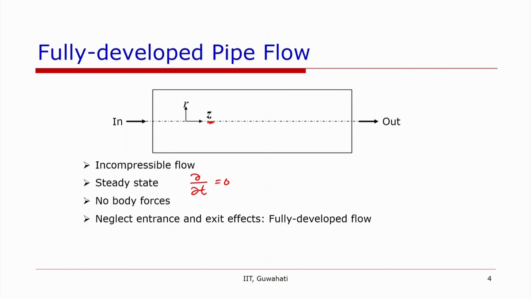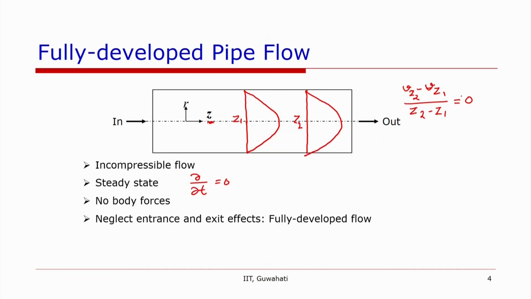What fully developed flow means is that with the increase in distance, the velocity profile does not change. If I plot the velocity profile at z equal to z1, and a velocity profile at z equal to z2, it remains unchanged. So the velocity at z1 and the velocity at z2 are the same. If we take a first approximation to the gradient, then this will be 0.